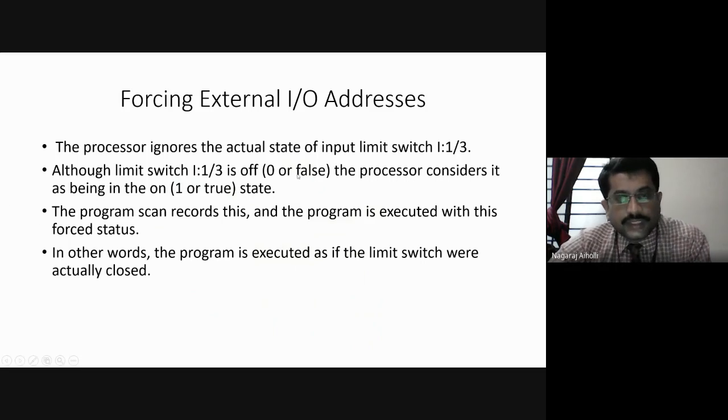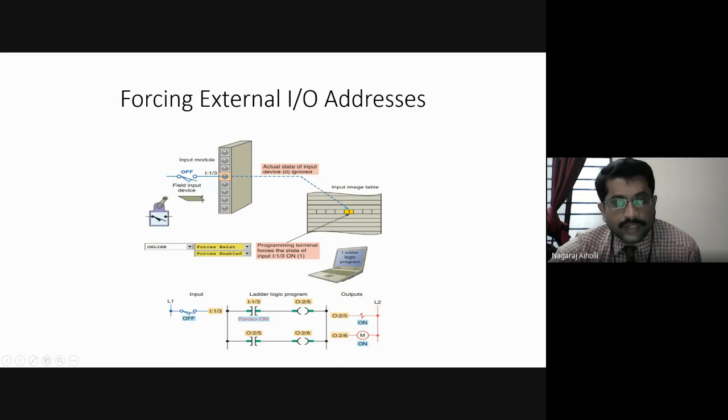The processor ignores the actual state of input limit switch I:1/3. They have explained the working of this program, of this concept. What the program does is ignore the actual state of the limit switch. This is the limit switch. Once the current reaches the limit, it will operate from on to off state or from off to on state.